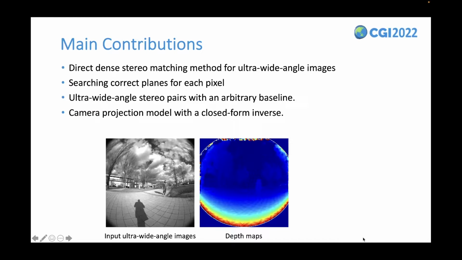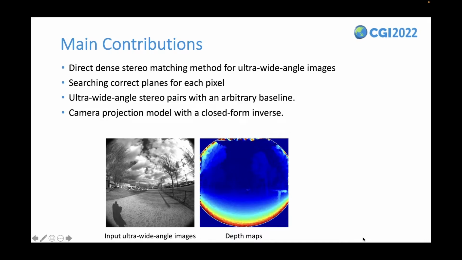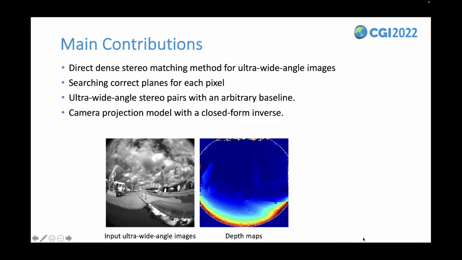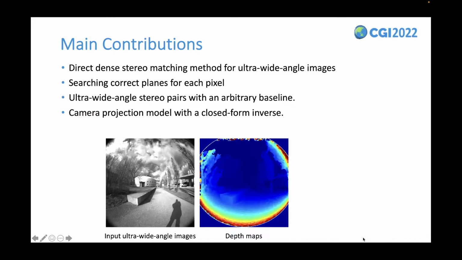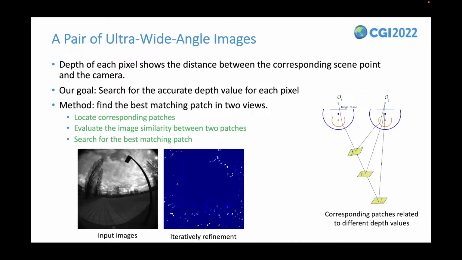The proposed algorithm deals with stereo pairs with an arbitrary baseline, which allows handling rapid camera movement. Besides, the proposed method can work with any camera projection model as long as it has a closed-form inverse. Now I will explain the details of the proposed algorithm.